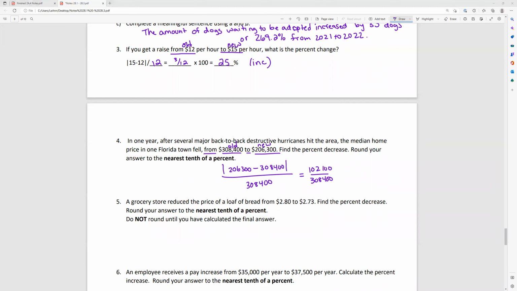That's going to be about 33.1% when we change it to a percentage. And it is going to be a decrease.